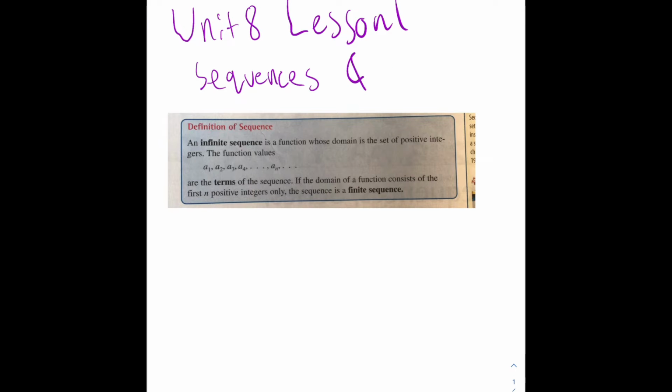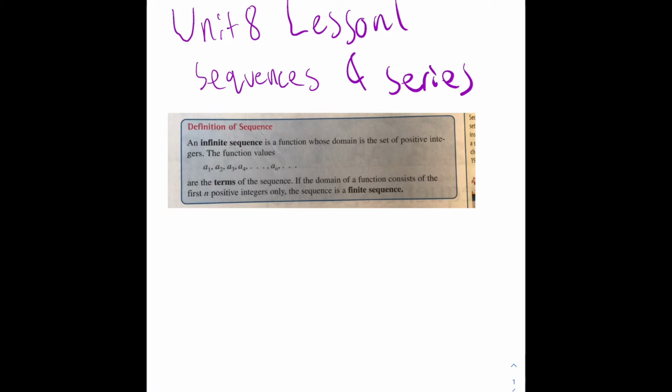All right, we're going to get started with a new unit, and this is going to be all on sequences and series. You may have done some of this work in Algebra 2 or geometry, so again, it might be partially review, but then there may be our pre-calc twist on something like that.